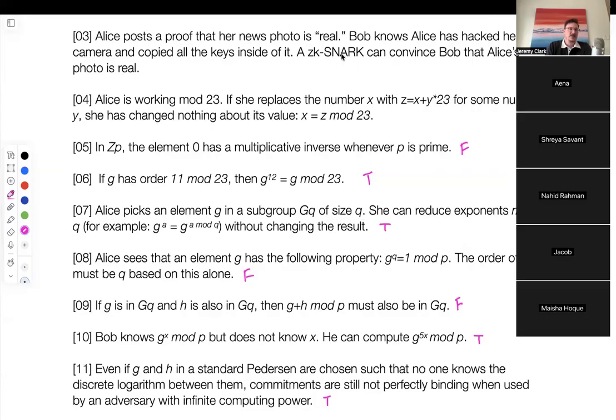So for a ZK Snark, there's no concept of what's real. What's real, you can't capture that in a computation. The best you can do is say, well, it's signed, right? That's something that you can compute. You can determine whether something's signed or not. But if the signature is not working correctly, then there's no guarantees. So this is false.